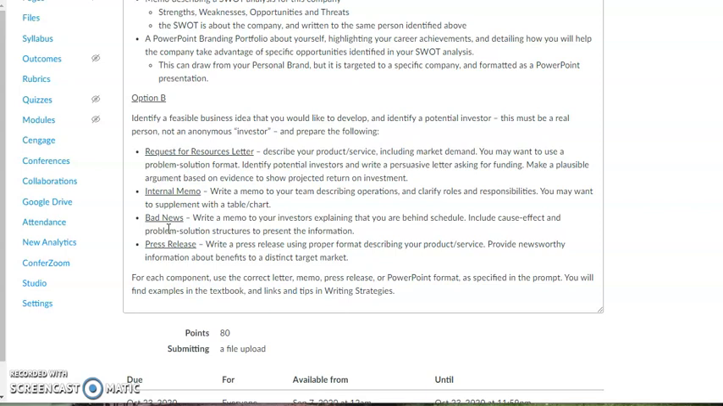For your final piece of communication in Option B, you're going to write a press release. Now, the textbook doesn't have great examples of press releases, but I'll show you in a moment. I've given you some links in our tips page for where you can find examples of press releases.